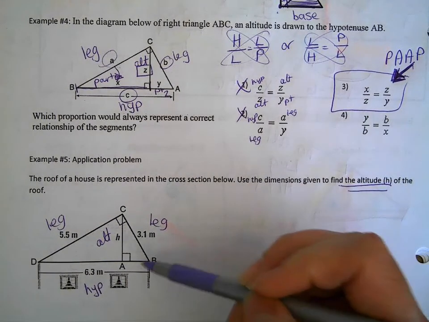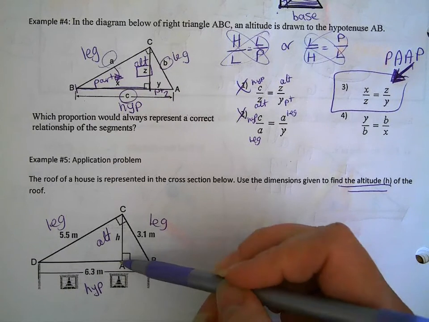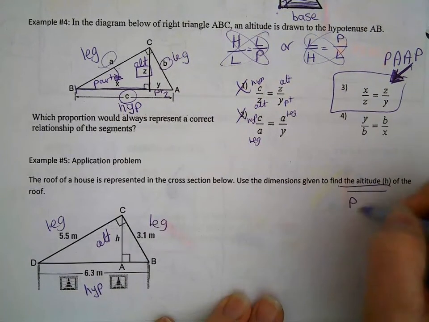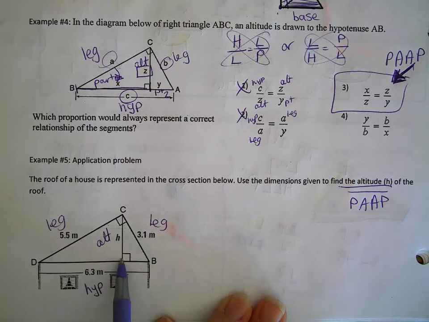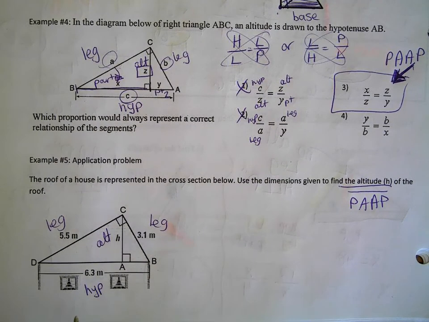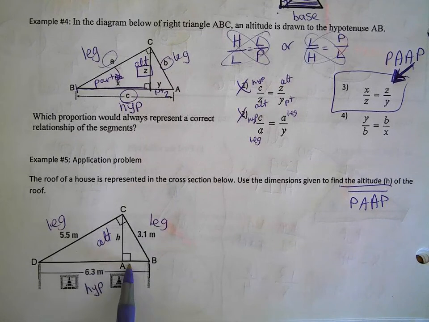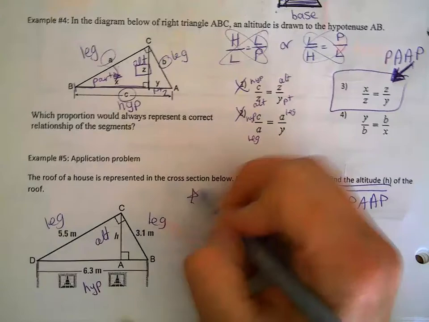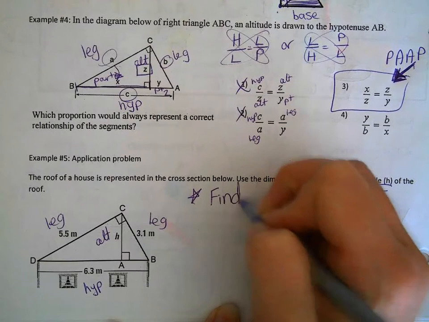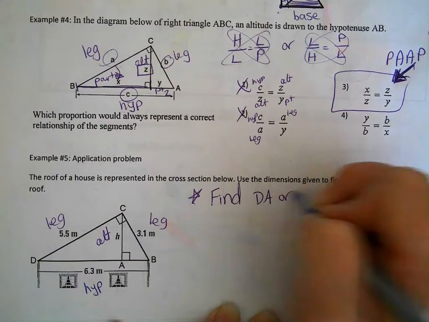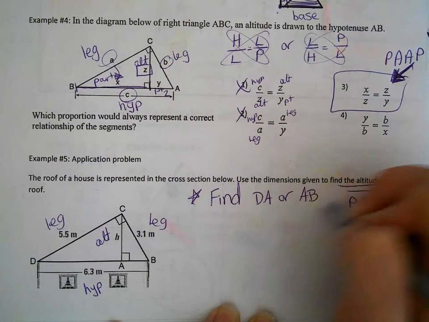Now, if I knew AB, this would be a nice PAAP rule, where I'd have part AD to the altitude as altitude is to this part, but I don't have that piece. So what I need to do is find one of these parts first. So I'm going to set myself a note. I need to find DA or AB first.